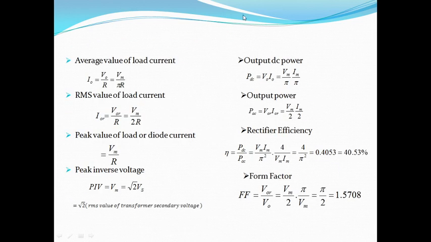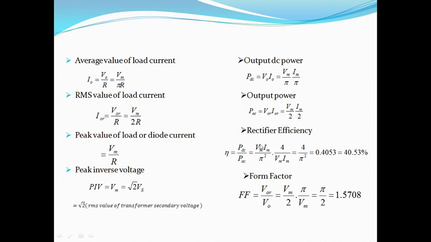Then next is your output DC power, which is PDC equal to V0 into I0. What is V0? Average voltage into average current. So Vm by pi into Im by pi. Then the output AC power, PAC, is equal to RMS voltage into RMS current. So it is Vm by 2 into Im by 2, so Vm Im by 4.